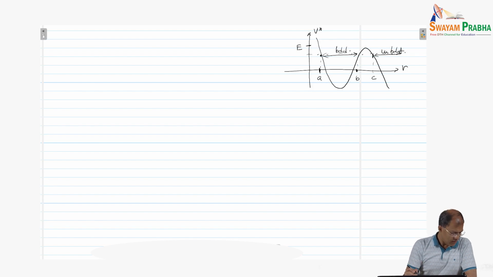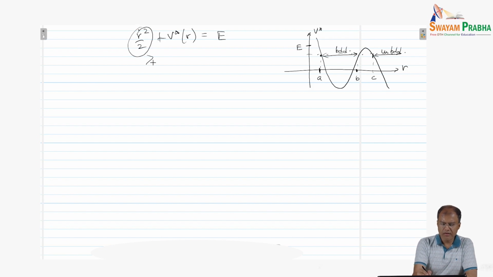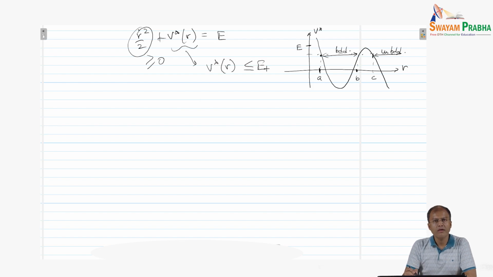Okay. So what have we got here is, let me rewrite our conservation principle. R dot square plus Vr star is equal to E. Now notice that this quantity is non-negative. So which means that our potential Vr star, our effective potential, has to be less than equal to E. Let me say that this is our E here, and our potential V star has to be less than equal to E.